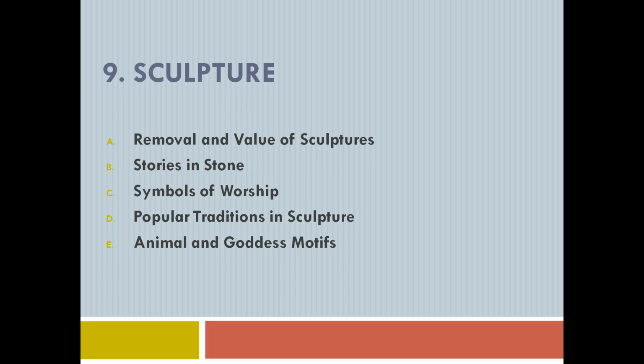Sculpture, that is unit 9. Removal and value of sculptures. Sculptures from stupas were taken to Europe. People valued them for beauty and historical importance. Many wanted to keep them as possessions. Stories in stone. Sculptures often depicted stories like visual storytelling scrolls.